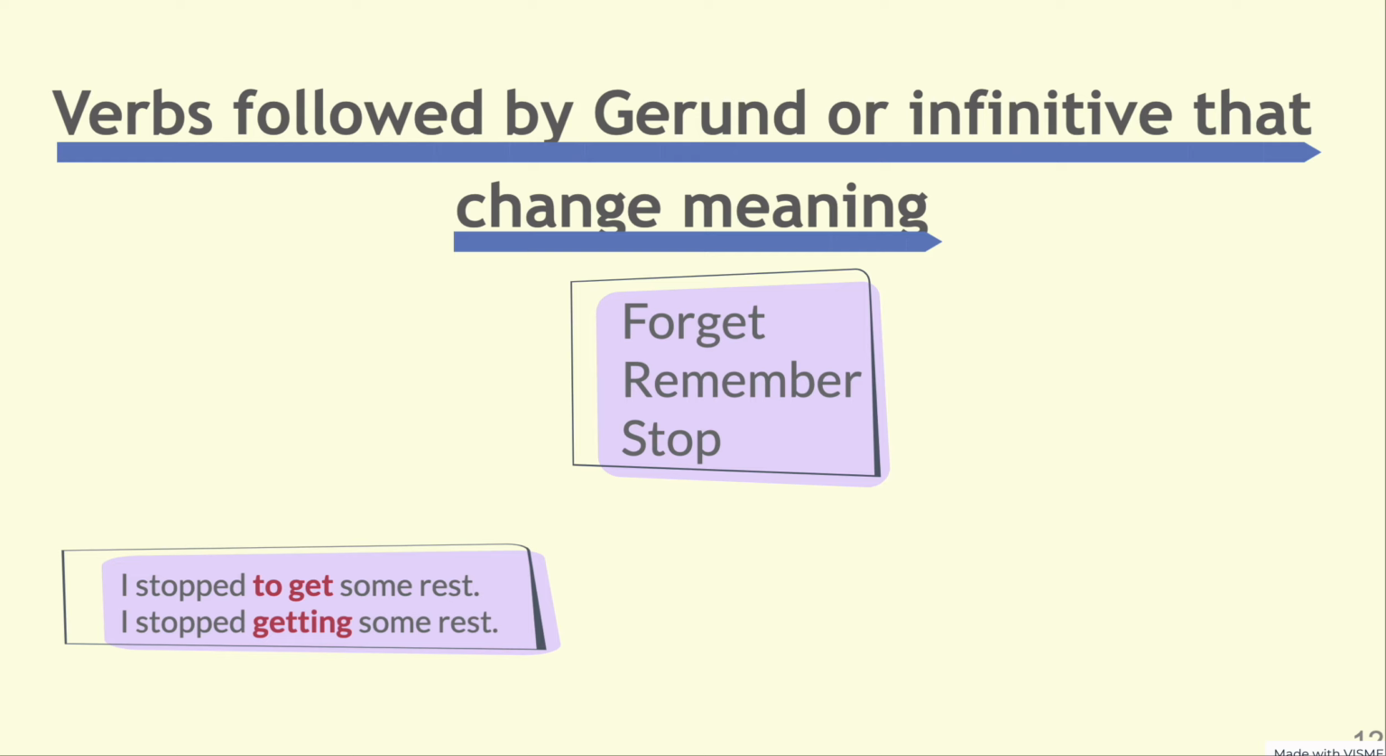But we have to be careful. There are some verbs that can be followed by a gerund or an infinitive, but it will change the meaning of the sentence depending on which you use. For example, I stopped to get some rest, and I stopped getting some rest. In the first sentence, I stopped what I was doing and then I rested. In the second sentence, I was resting and then I stopped.